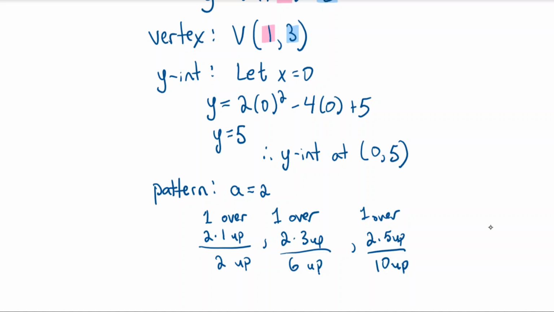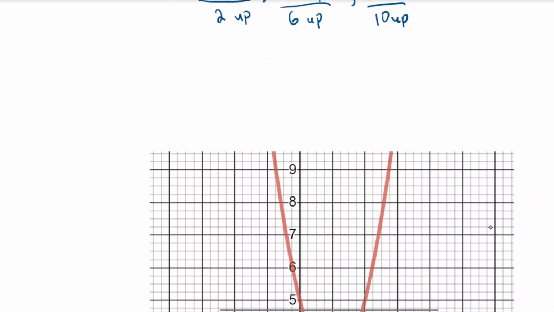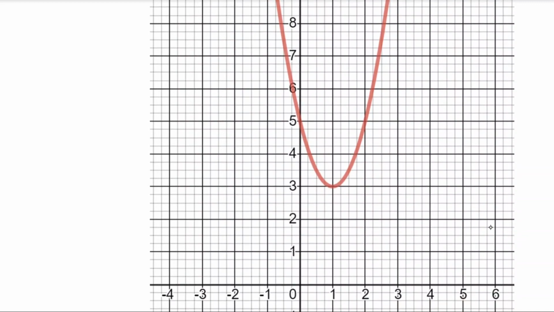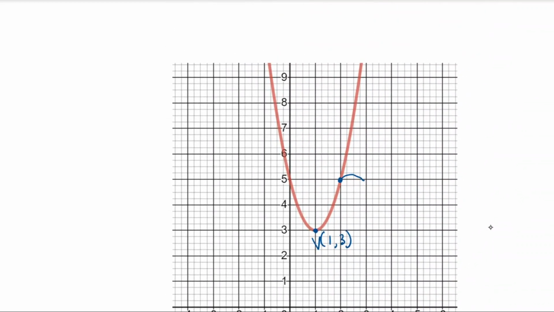So if you use the pattern, the vertex, and the y-intercept, we can get the graph, which turns out to look like this. Our vertex was at 1, 3. Our pattern told us we went 1 over 2 up, 1 over 6 up. So you'll see that here. It'll go all the way up 6 up. But there you go. So using the pattern, and we'll see also our y-intercept 0, 5. Using our pattern, the y-intercept, and the vertex, we've got our graph.